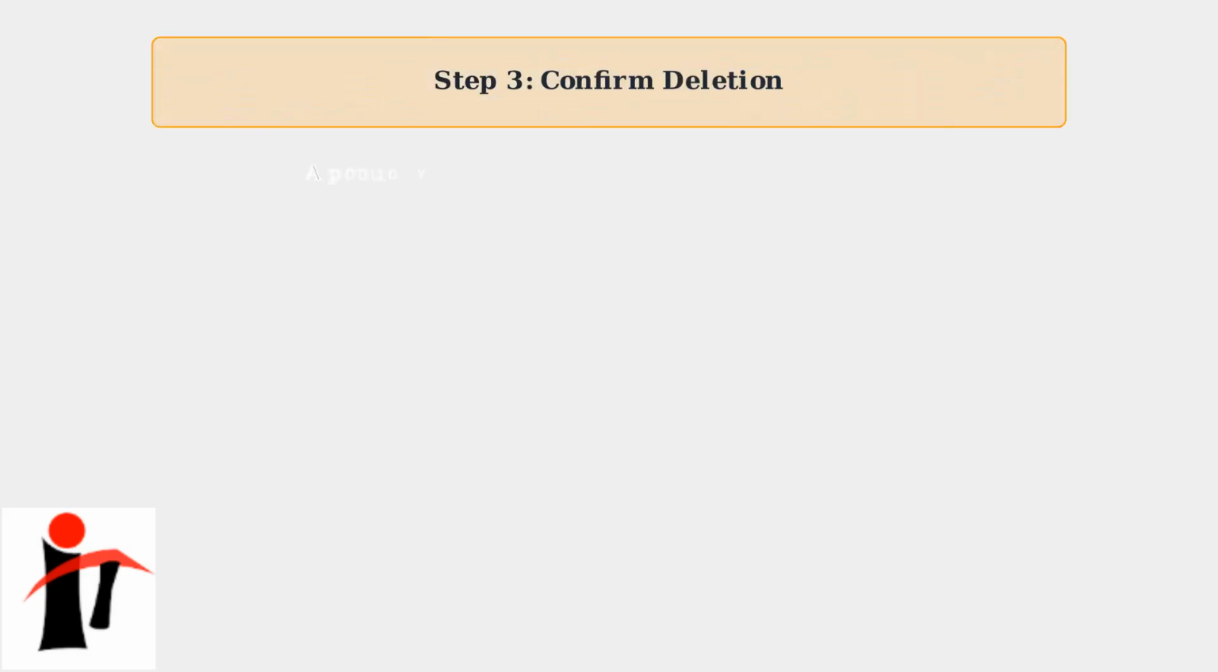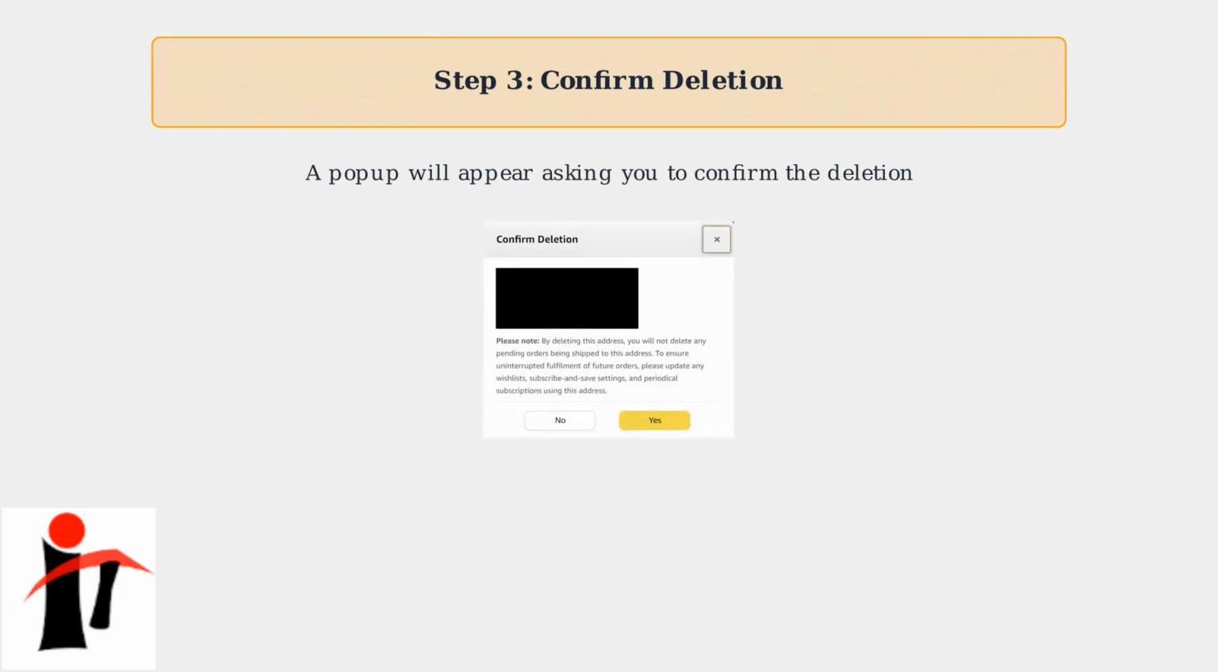After clicking Delete, Amazon will show you a confirmation pop-up. This pop-up explains that deleting the address won't affect pending orders, but reminds you to update any wish lists or subscriptions that use this address. Click Yes to confirm the deletion.